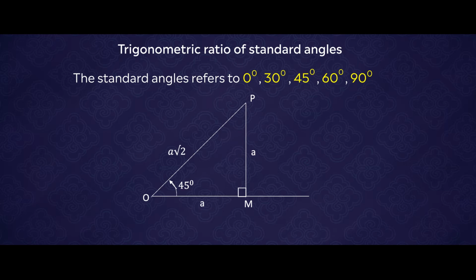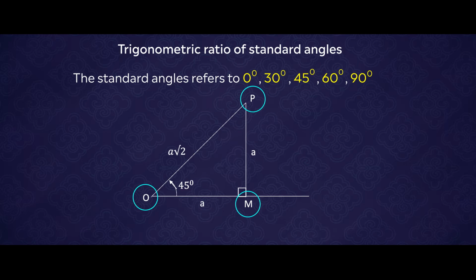The diagram is a right angle triangle. I have given here 45 degree as a reference angle. If this is 45 degree, the angle P will also be 45 degree. And therefore, the lengths of PM and OM will be A and A, which means they will be equal, because the angles MOP and OPM will be 45 degree each.